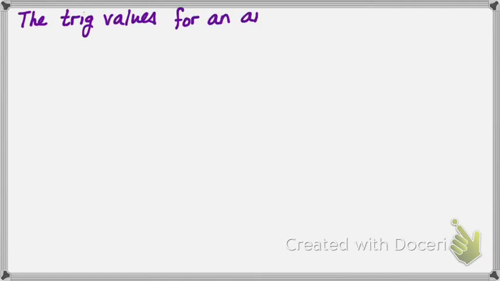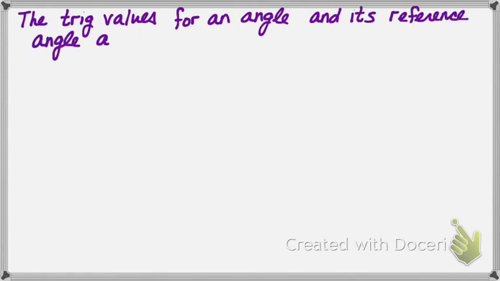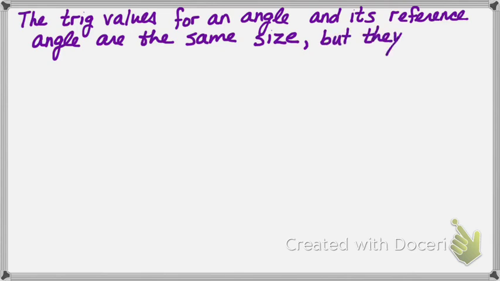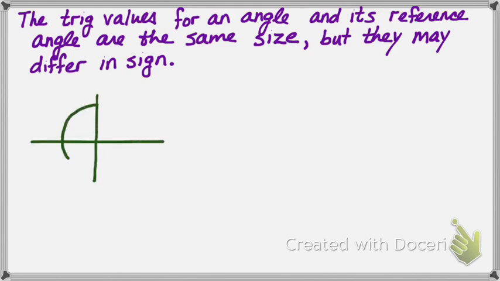So as I mentioned, the trig values for an angle and its reference angle actually have the same size, but they may differ in their sign, because it depends on whether we are in the first quadrant, second quadrant, third quadrant, or fourth quadrant.